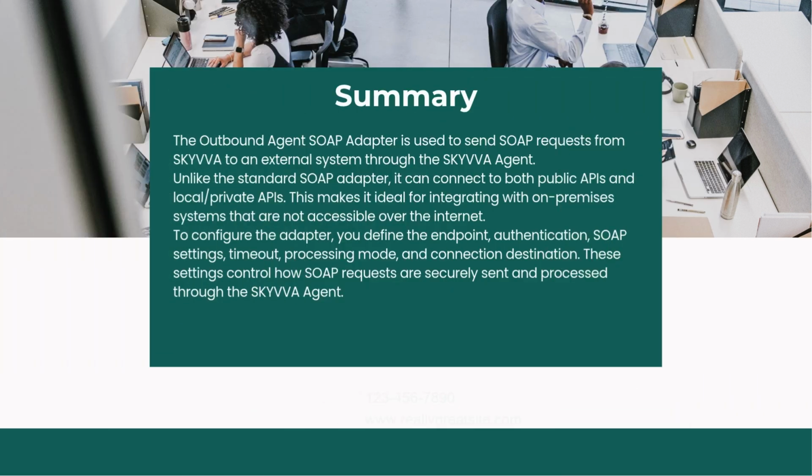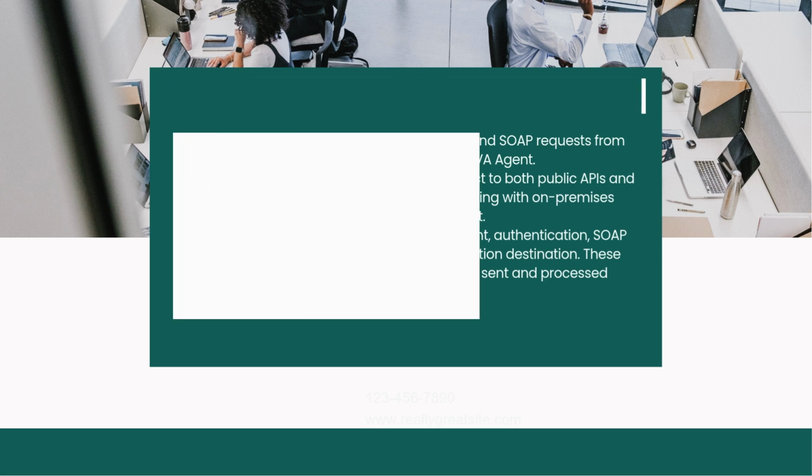The Outbound Agent SOAP Adapter is used to send SOAP requests from SKYVVA to an external system through the SKYVVA agent. Unlike the standard SOAP adapter, it can connect to both public APIs and local/private APIs. This makes it ideal for integrating with on-premises systems that are not accessible over the internet. To configure the adapter, you define the endpoint, authentication, SOAP settings, timeout, processing mode, and connection destination. These settings control how SOAP requests are securely sent and processed through the SKYVVA agent.